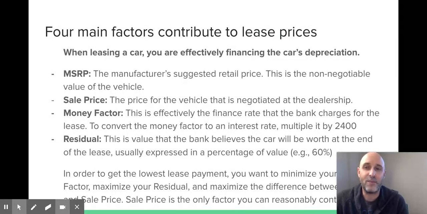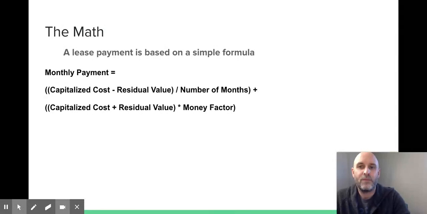So the bank thinks it's going to be worth a lot in the end. They're not going to charge you a lot to finance it. The dealership is going to be willing to drop the price down. It didn't start off too much anyway. That's going to be about as cheap as you can get.